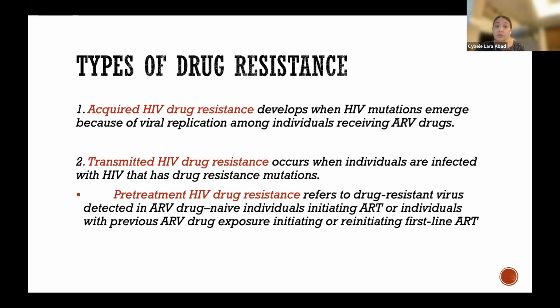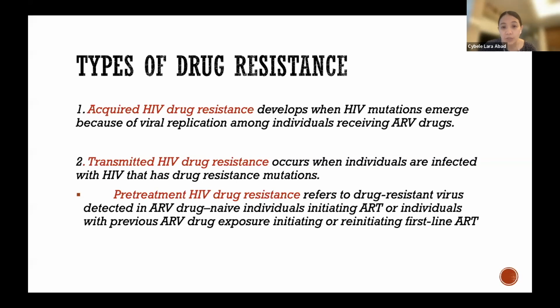Now, there are two types of drug resistance that I was referring to earlier. One is acquired, and the other is transmitted drug resistance. So acquired drug resistance, meaning because of poor adherence, because we take our drugs inconsistently, the mutations emerge. So this is, we acquire it, no? We did not have it in the beginning, but because of poor adherence to medication, we acquire drug resistance, and mutations develop over time.